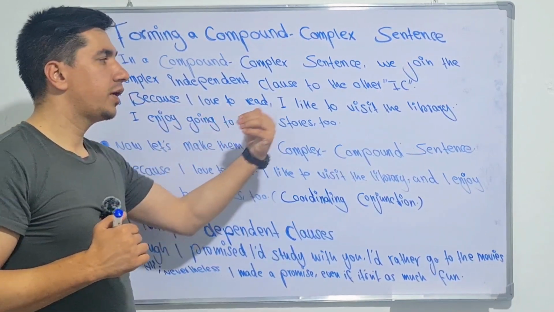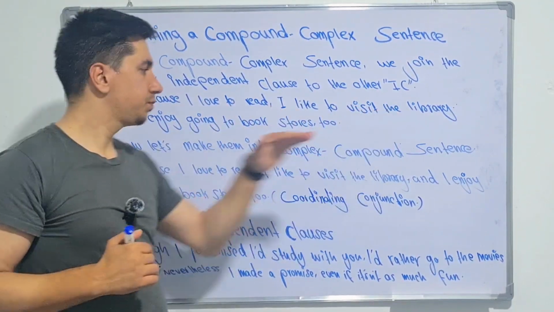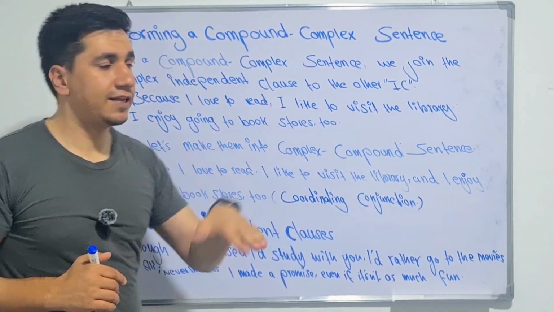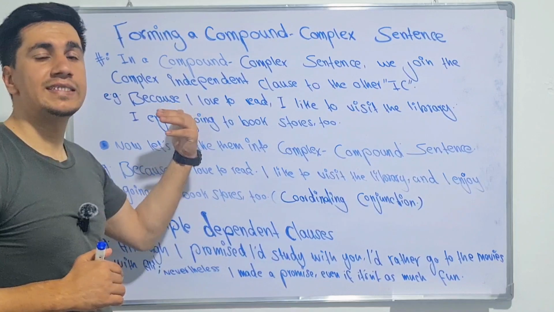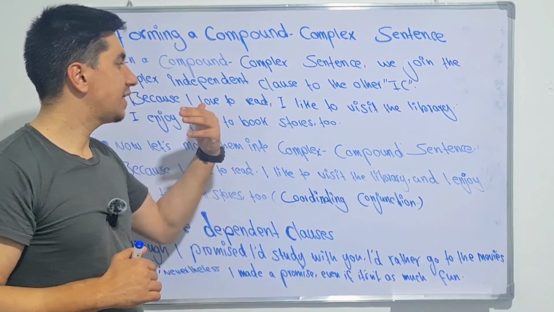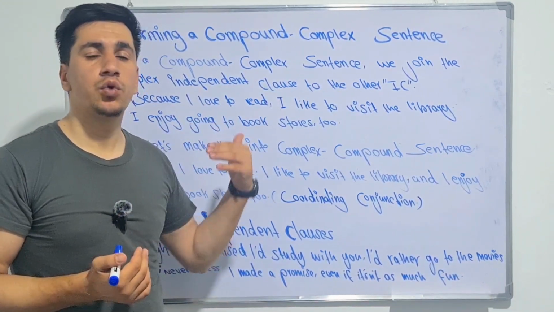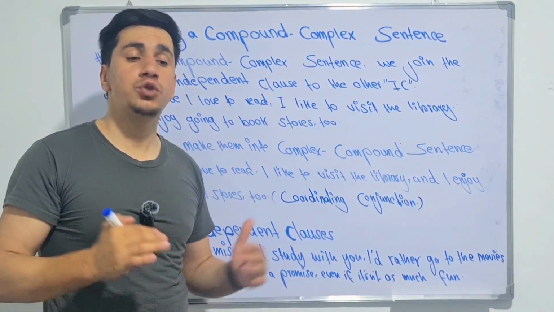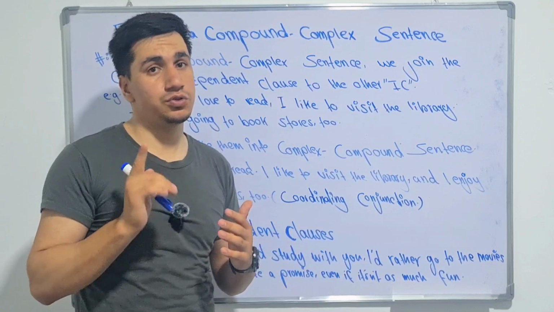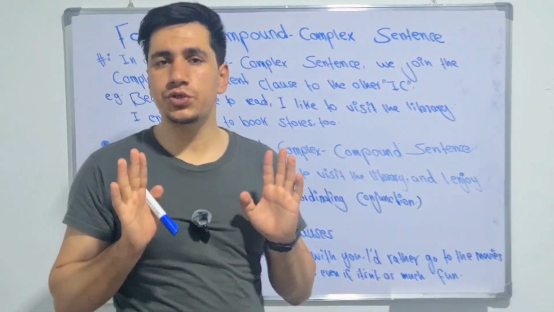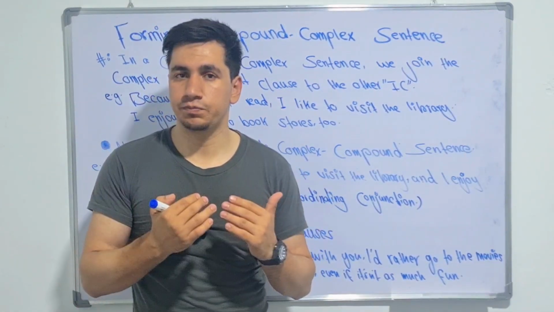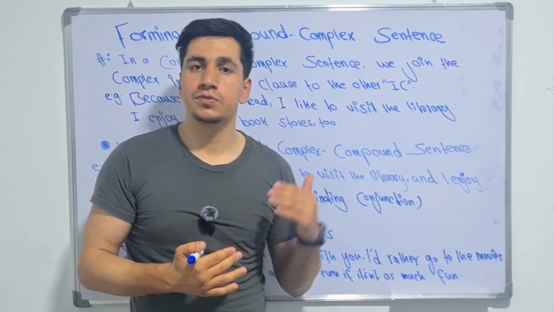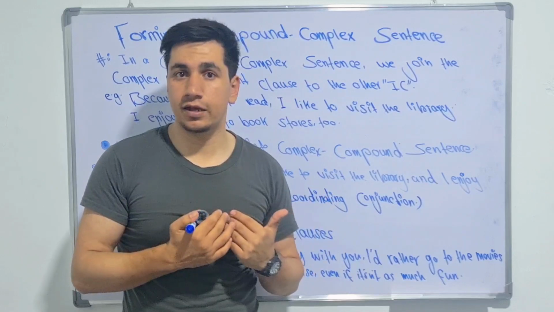Okay, here we have the example. Because I love to read, I like to visit the library. I enjoy going to bookstores too. You need to understand the first sentence, the first dependent clause, which is italicized. We call it a complex sentence, and these two together form a compound sentence. How do we connect them? You need to remember this well. We can apply many conjunctions to connect these sentences together.